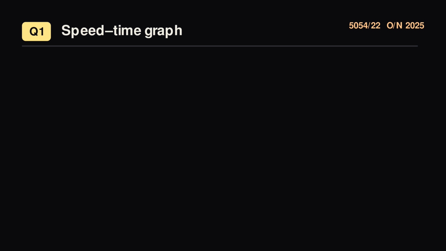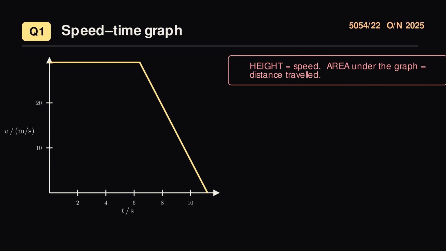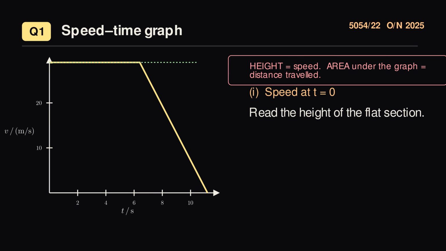Question 1. Speed-time graph of a car. We have a speed-time graph. The height of the graph gives the speed, and the area under the graph is the distance traveled. Part 1. Speed at time 0. Read the height of the flat section at the start. The speed is 29 meters per second.